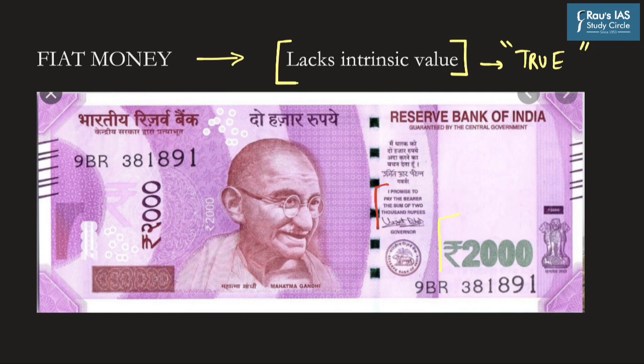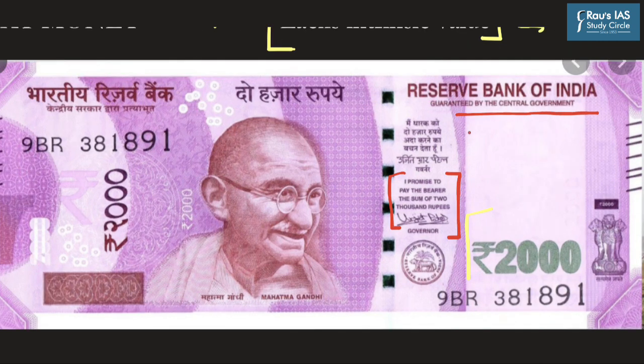Rather, it's the value which has been promised by the RBI governor, also guaranteed by the central government. Now, if you see minutely, it says that I promise to pay the bearer the sum of 2000 rupees, signed by Urjit Patel, the RBI governor. So, the RBI governor in a way guarantees that if this piece of paper is exchanged as a legal tender, then the value will be accepted.